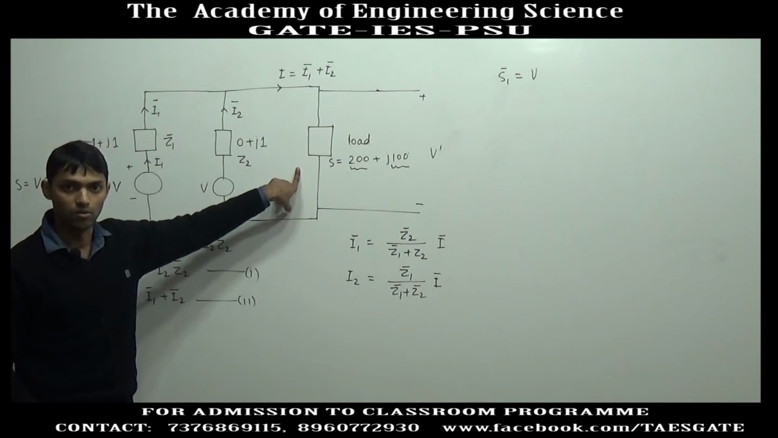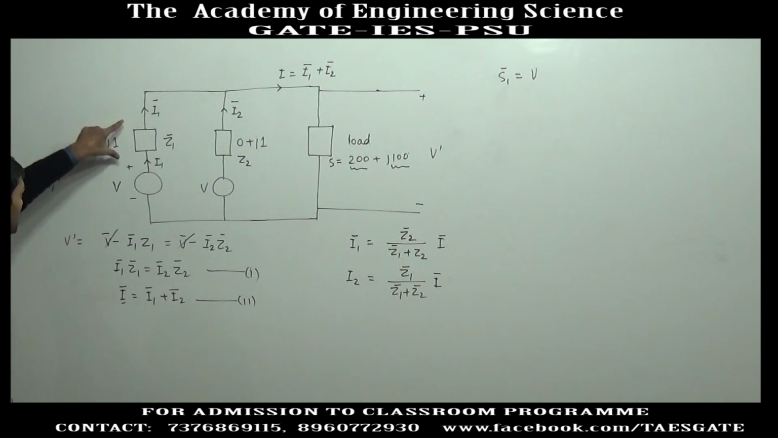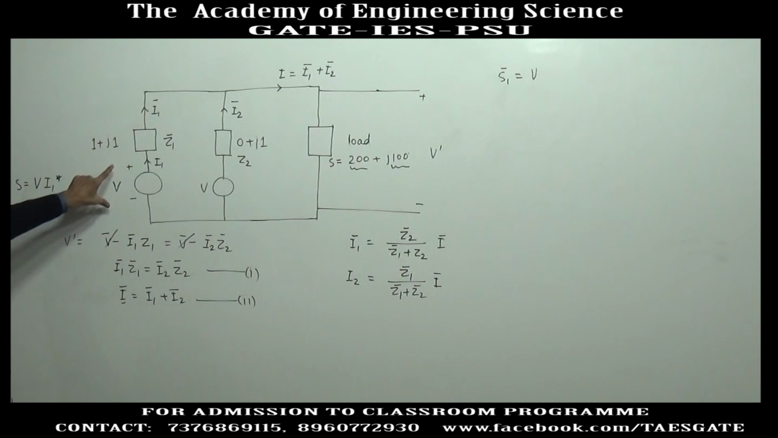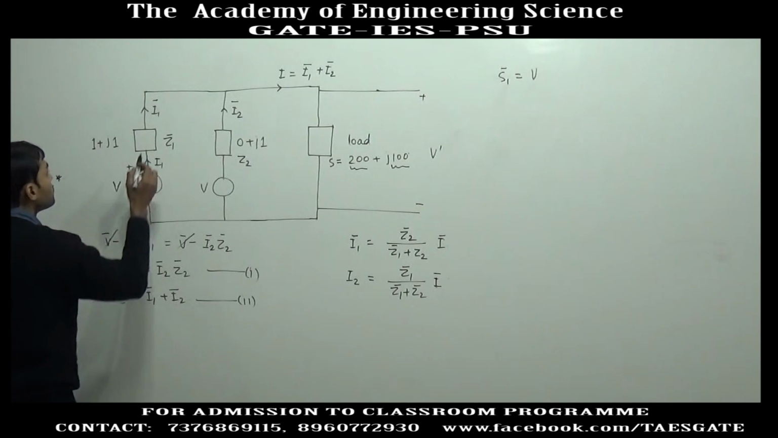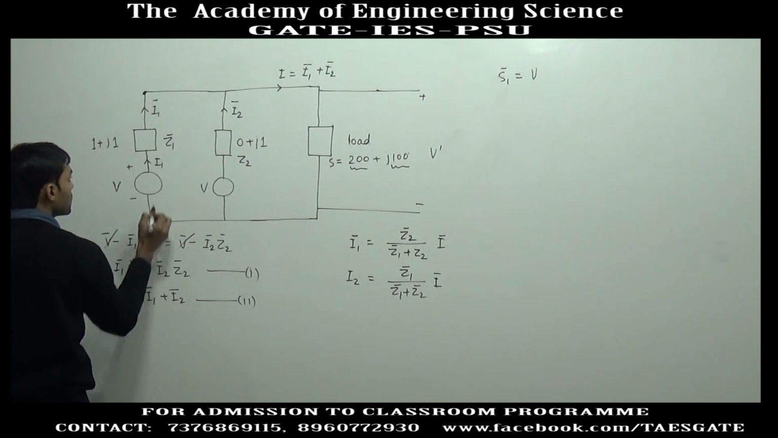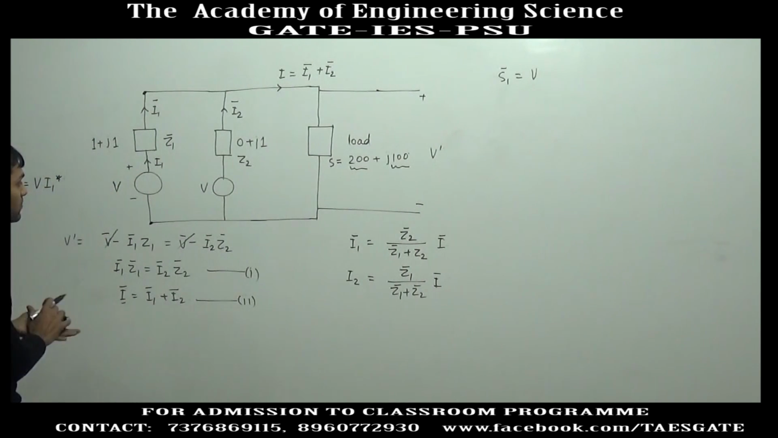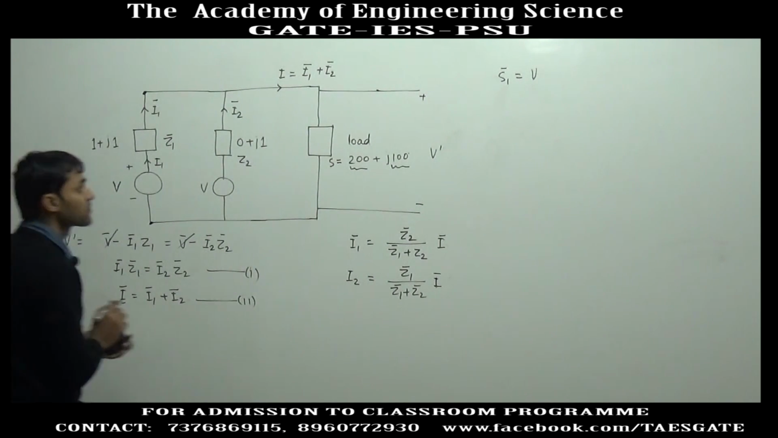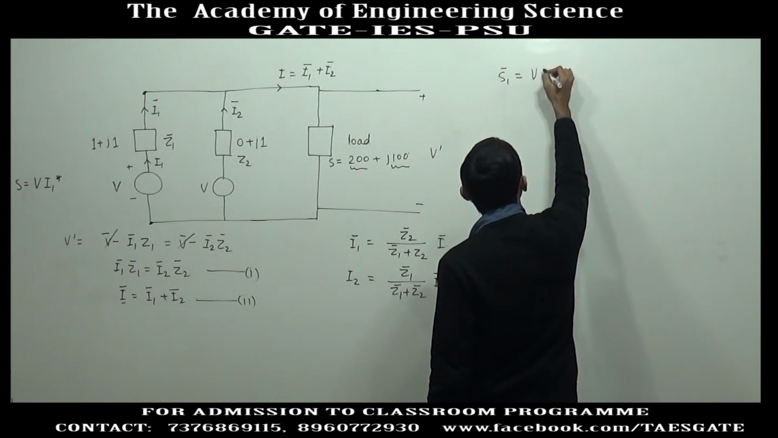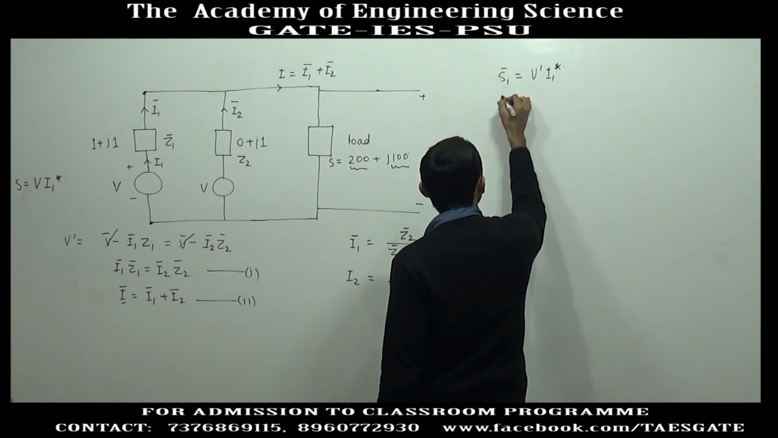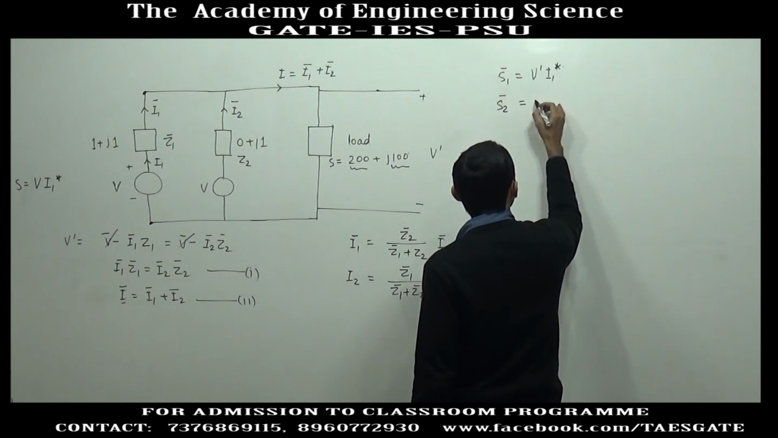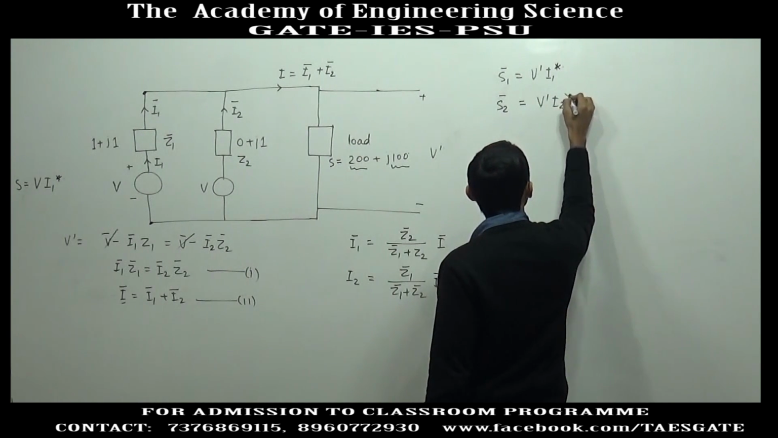But this power will not be absorbed by the load, because there is some impedance here. There will be some active and reactive power absorbed by this reactance also. So, what the generator supplies will not all be delivered to the load. So, it is better to multiply the voltage across the load by this current. This power will be delivered to the load, supplied by the first generator. So, we write S1 bar is equal to V dash into I1 star, and S2 vector will be V dash into I2 star.